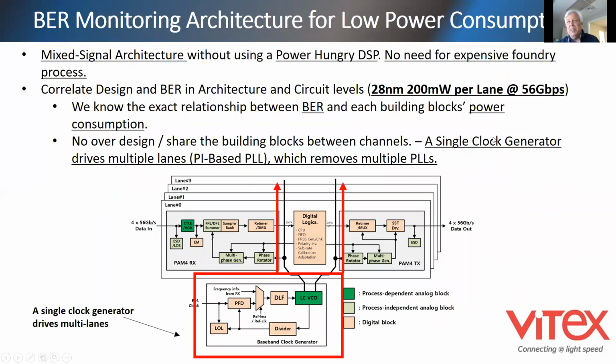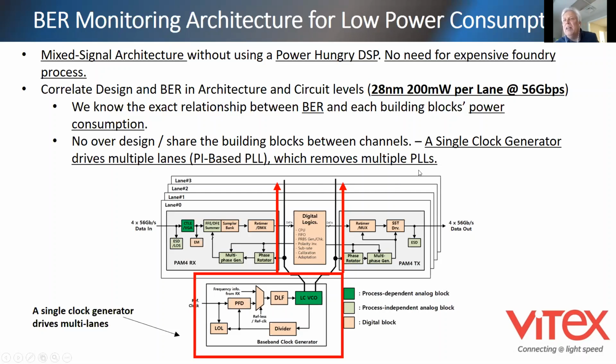One of the things that is interesting is that we have a simple design, and we don't use a digital signal processing chip. We have a single CDR, which is analog, and it drives multiple lanes. And getting rid of that power-hungry DSP serves for lower power consumption of the cables, which is important if you have data center applications.